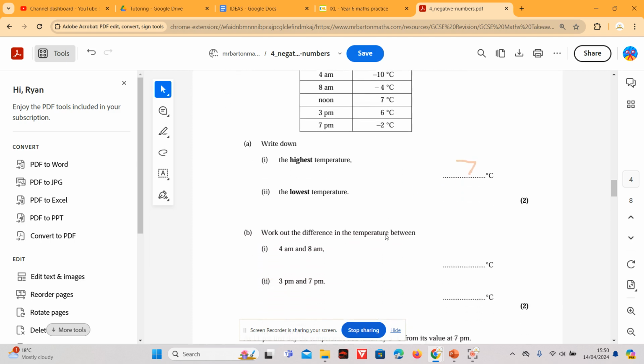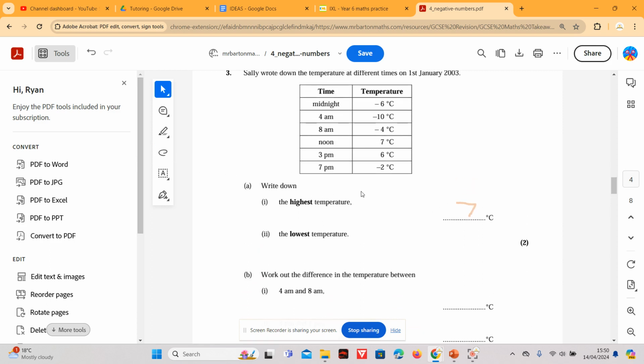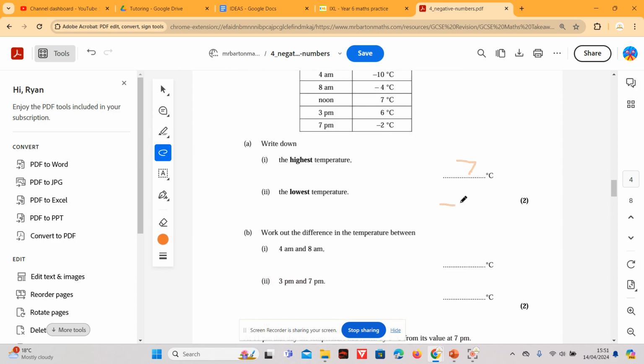And then the lowest temperature, well, for some reason there's not space for the lowest, so we're going to have to just shove it in there. The lowest is going to be the biggest minus number. So the biggest minus number in this case is the 4 a.m. -10. So we simply just write -10, and then just to be safe, just in case this was intentional, I'm going to put the degree C there.